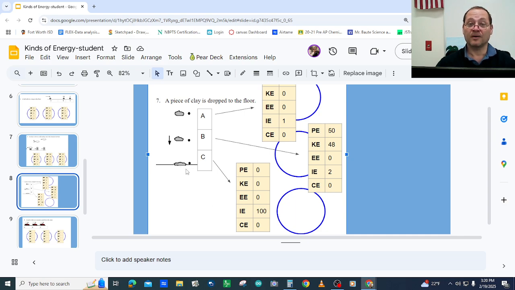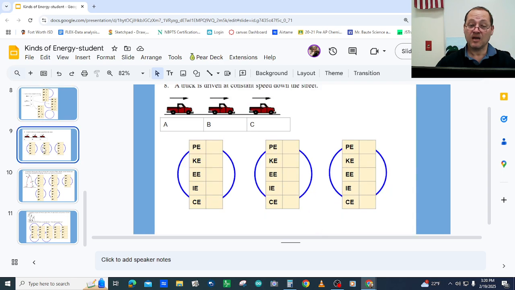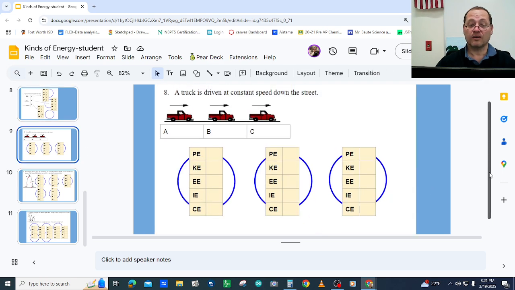That place is warmer now. So that's how you do number 7. For number A, we have a car that is moving at the same velocity.